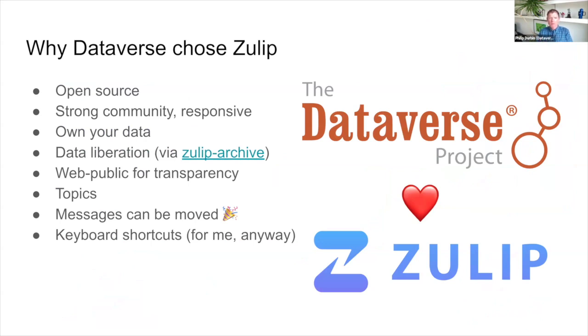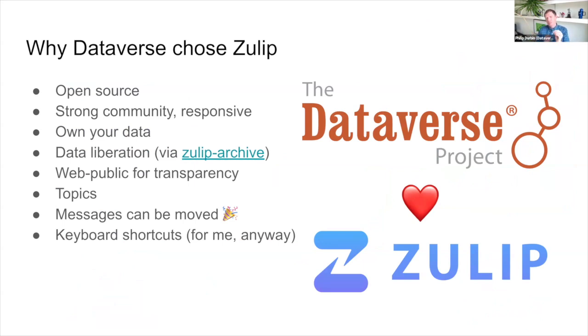Okay, so to summarize why Dataverse chose Zulip, it's open source. They have a strong, responsive community. It allows us to own our data. Let me talk a little bit about what's sometimes called data liberation. Our chat messages are in the cloud, in Zulip Cloud, but they allow you to export everything. Let's say I wanted to self-host, I could do that and get a complete export.